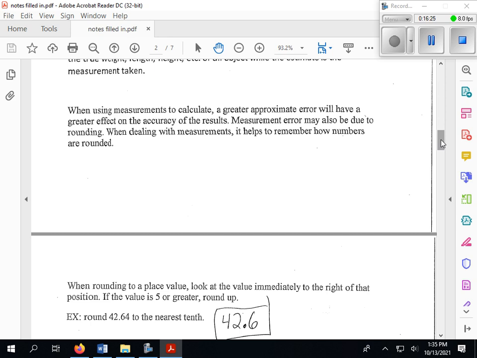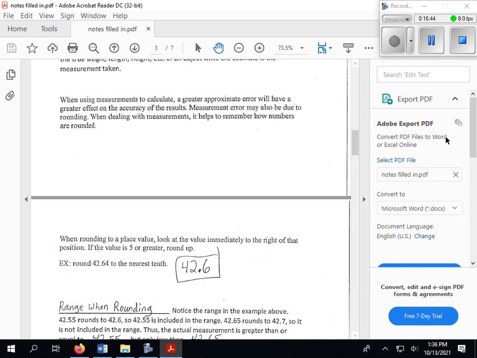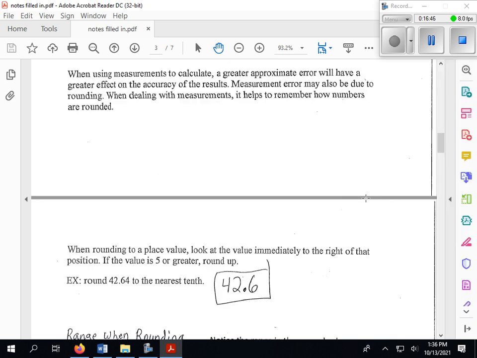Measurement error may also be due to rounding. We have this problem a lot with students. You guys round too much. You don't round correctly. And that's one of the things that we're going to talk about. All right? A lot of times people round stuff off just to make it easy on themselves. That's not the way it works.